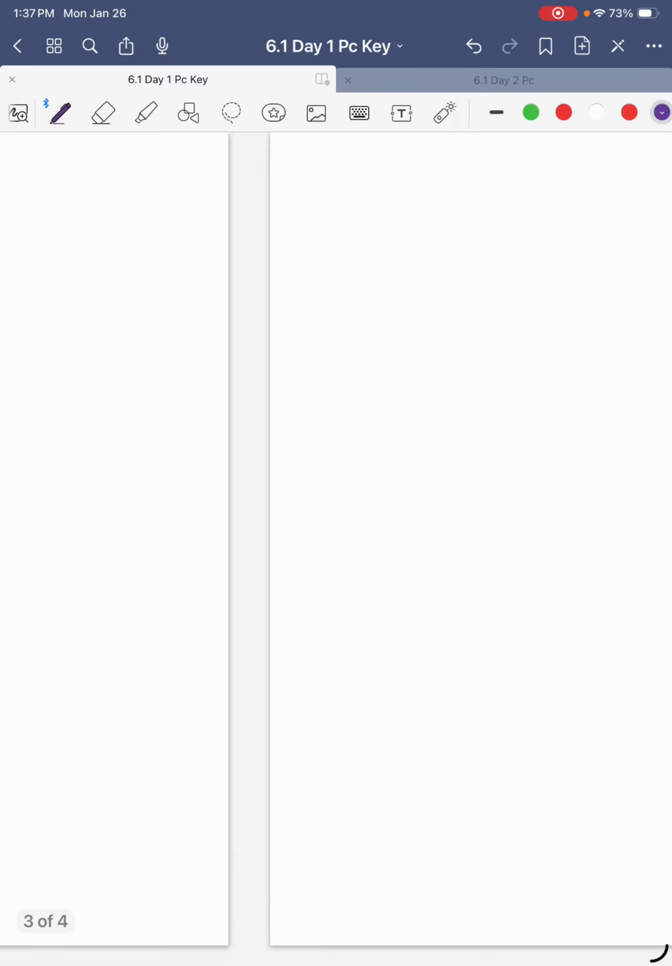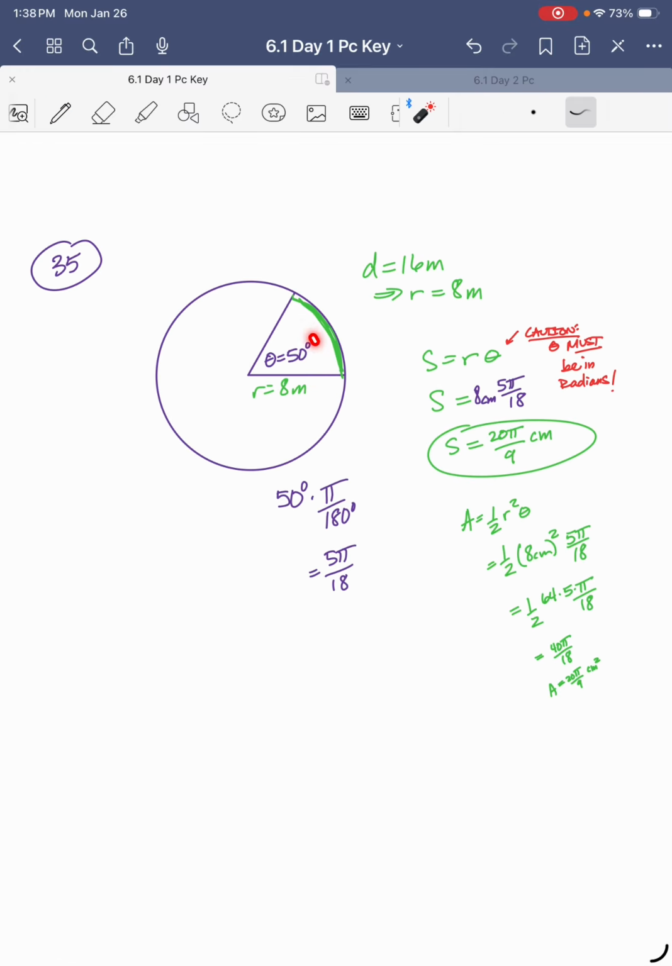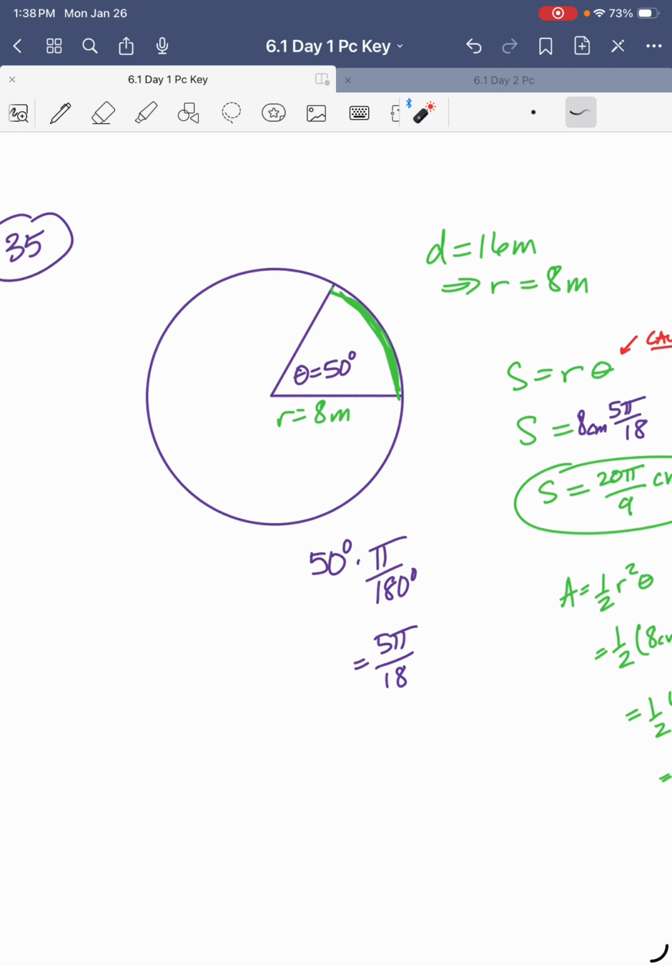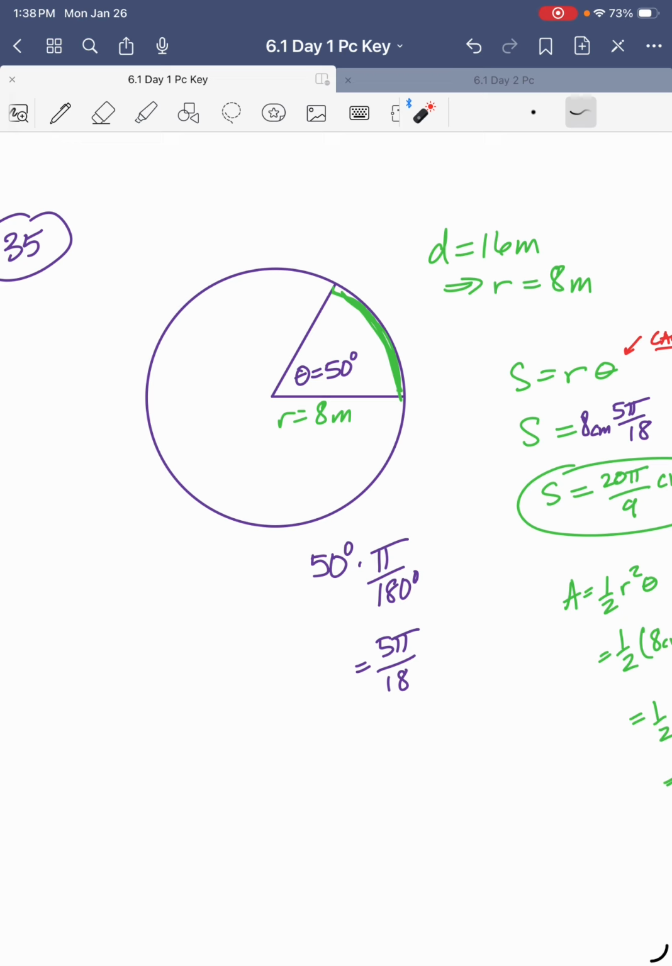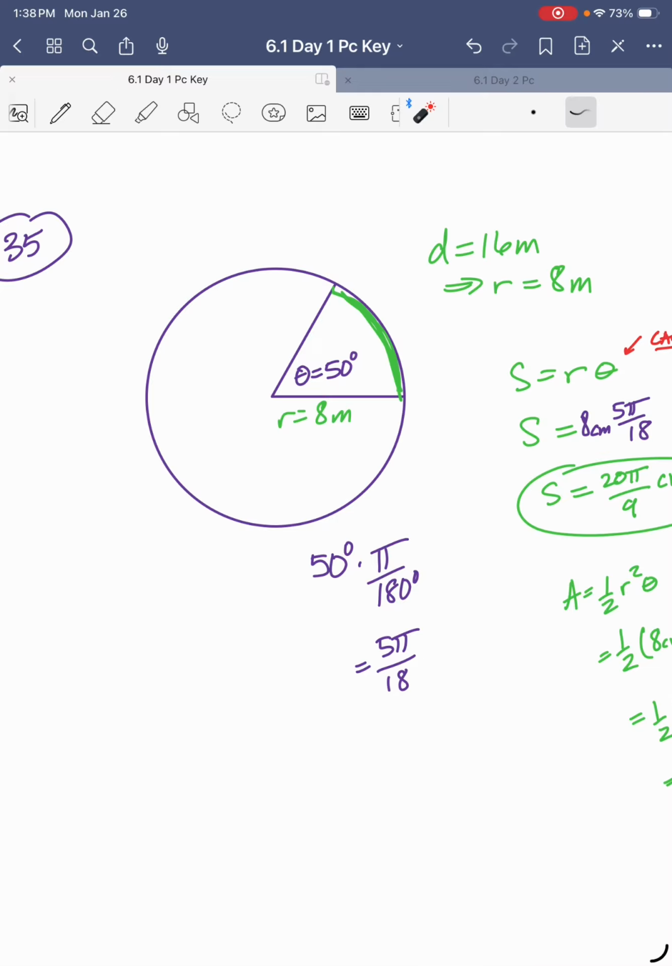All right, 35, which looks like it's going to be the last one here. If they give us 50 degrees and 8 meters, the common mistake is to just start plugging things in. But more importantly, notice they gave us the diameter was 16 meters. So the radius is half of that. It would be 8 meters.